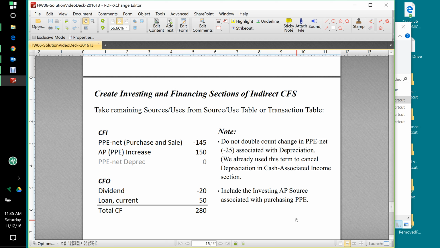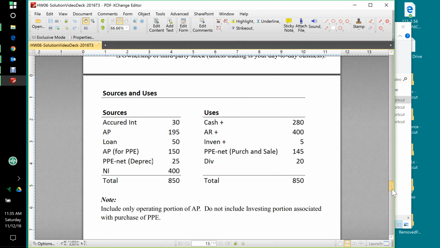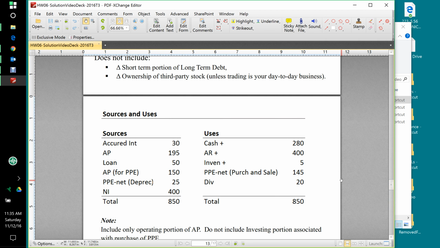Okay, so now we want to create the investing and financing sections of our indirect method cash flow statement. And we just again jump back to the sources and uses table, and anything we haven't used before, except of course cash, we're going to have to go ahead and use now. So what do we have? The loan. Loan is clearly financing. That's a source, so that's going to be plus 50. We have our AP for PPE. That's going to be an investing source because it's associated with buying PPE.